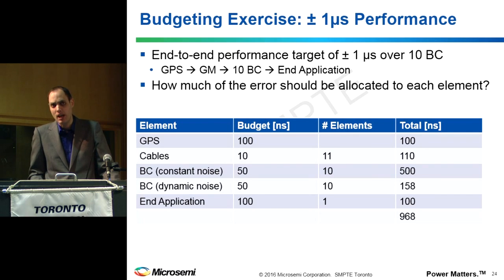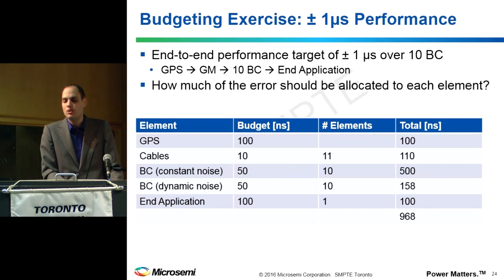The end application itself, that's the video camera, that's the webcam, that's the decoder, whoever needs to have that synchronization, we can assign that equipment 100 nanoseconds. Total, so if I add all these up, 100, 110, 500, 158, 100, I now have an end-to-end budget of 968 nanoseconds, which is below my 1 microsecond target.